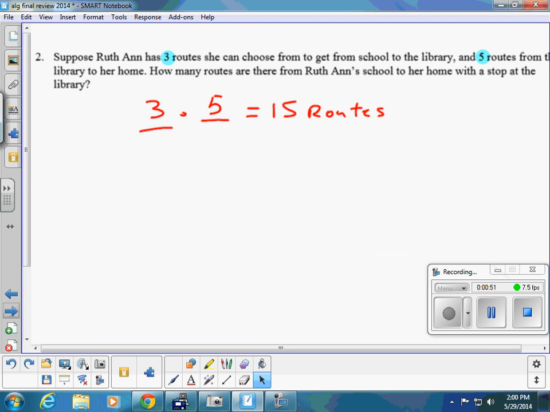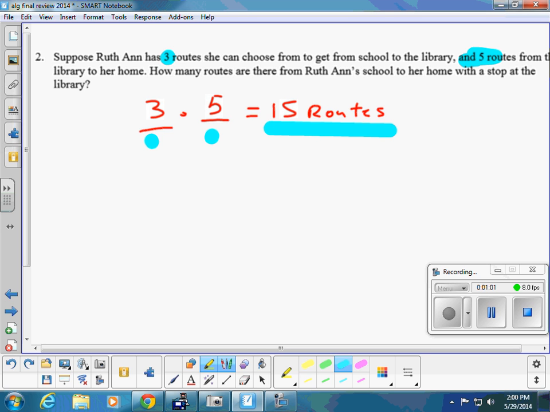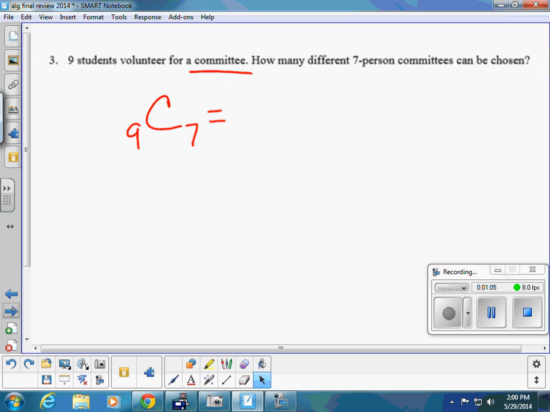Moving on to number 2. She has 3 routes for one selection and 5 for the other. So we just have to do 3 times 5, and there's 15 routes for her to go. Number 3 is just you see the word committee, and you choose C. 9 choose 7, or 9C7. You can do that on your calculator for the answer.